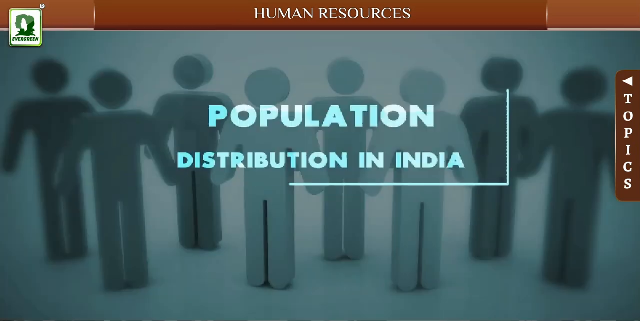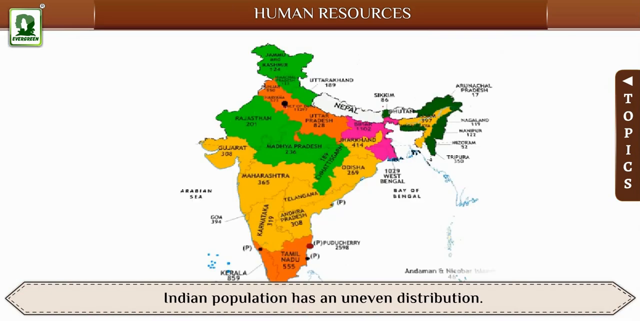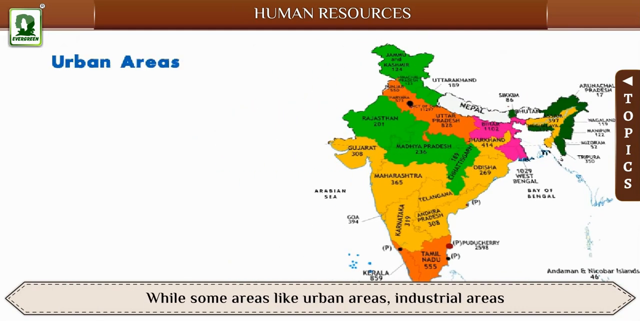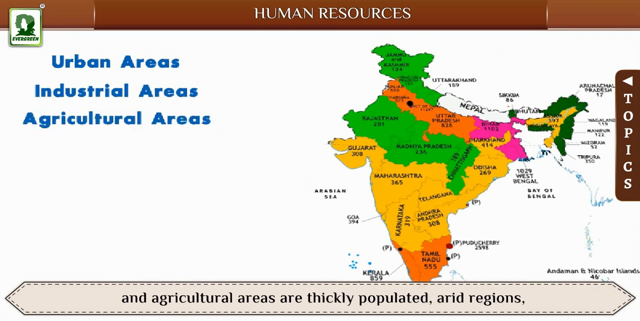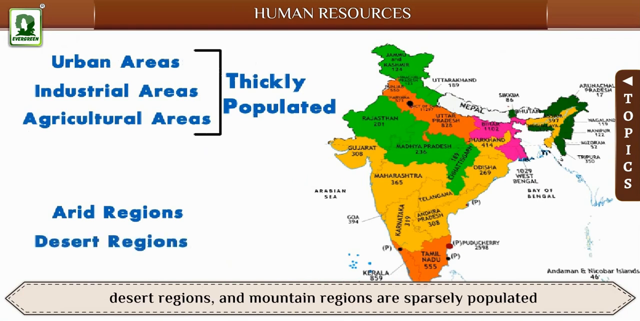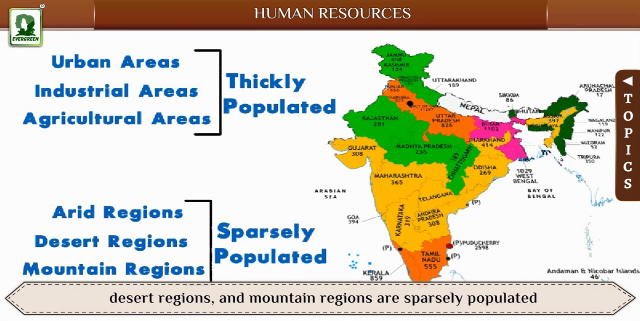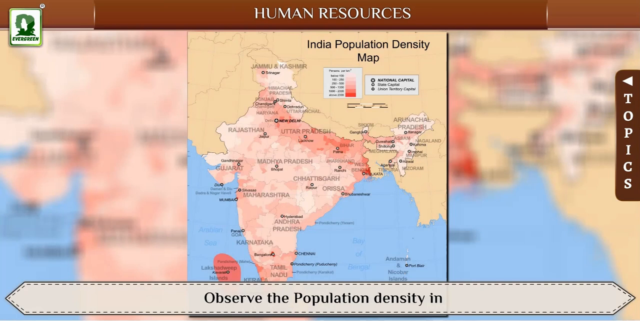Population distribution in India. Indian population has an uneven distribution. While some areas like urban areas, industrial areas, and agricultural areas are thickly populated, arid regions, desert regions, and mountain regions are sparsely populated. Observe the population density in various parts of India in the following map.